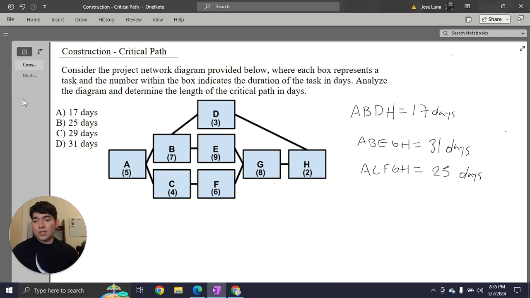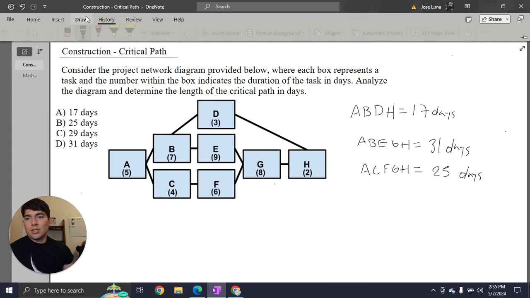So out of the three possible paths that can be followed from the first task to the last task in this project diagram, the longest one is going to be this one right here, and it has a duration of 31 days. So that is going to be the length of the critical path in days. So in this case, our answer is going to be D.